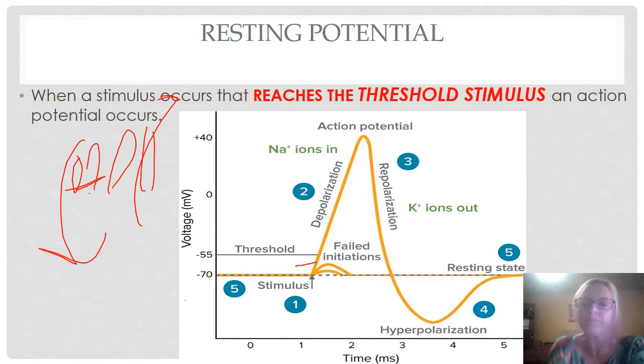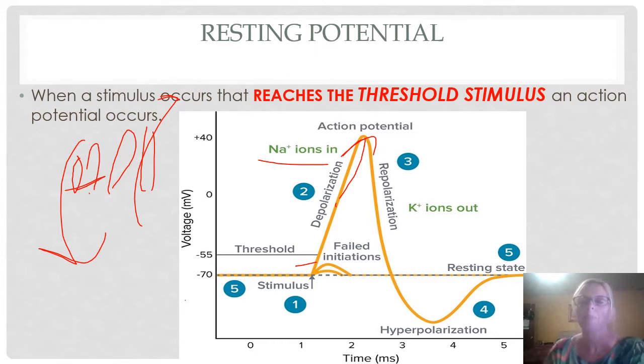So we will have a stimulus that causes a threshold. It reaches the threshold and will cause the action potential to fire. Sodium ion channels will open and rush in, and we call that depolarization. Okay, it's becoming less polar. The charge is getting closer to the same inside and out because you're flooding more positive ions to the inside.